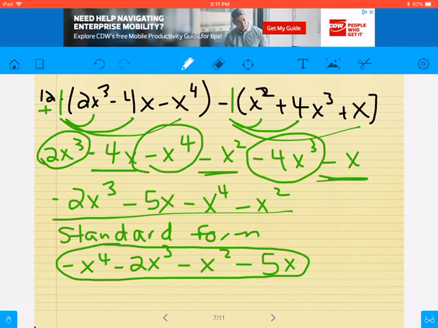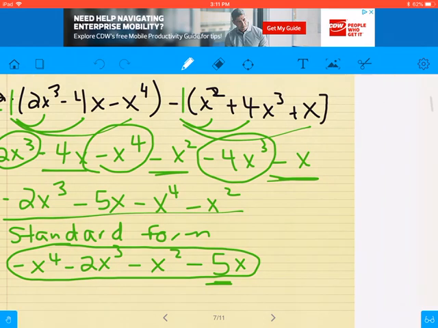Okay, and please be careful. Just because that coefficient is a 5 does not mean it goes in front. Okay, it's going by the highest exponent, not the highest coefficient.